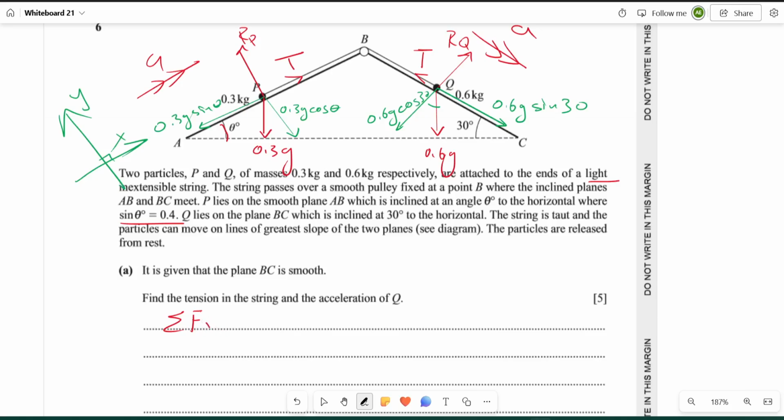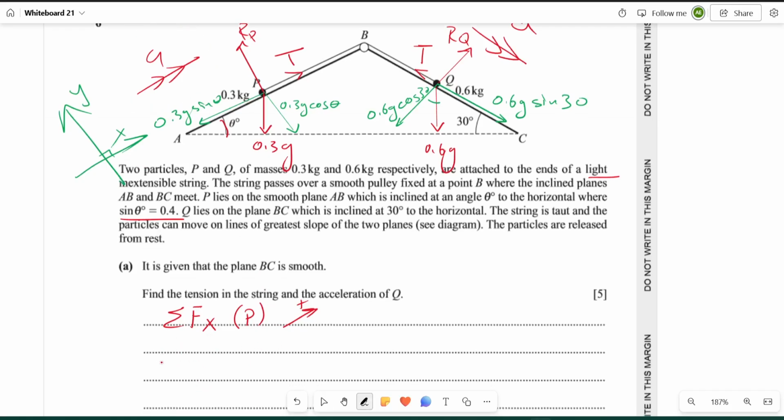So right now, let's do sigma F of x for particle P, taking which direction as positive? Should I take up the slope or down the slope? If you said up the slope because that's the direction of acceleration of P, I'll tell you you are absolutely correct. Now, forces up the slope are tension minus 0.3 g sine theta. What is sine theta? Sine theta was given to me as 0.4, so I'm just going to write it as 0.4 straight away. And this is going to equal 0.3, the mass, times the acceleration.